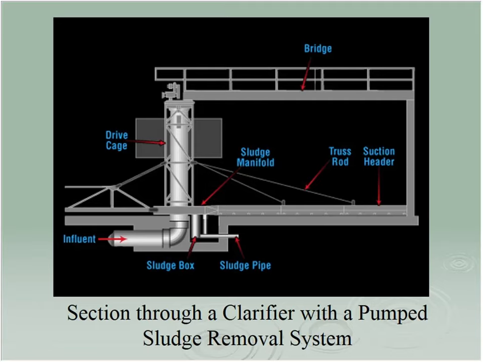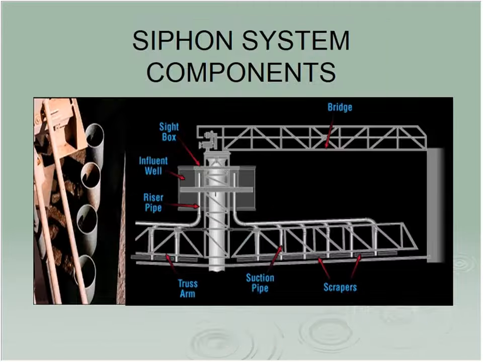Secondary clarifiers also differ somewhat in how we remove the sludge from this tank from what we would have had on our primary. The primaries, generally, the sludge is plowed down into the sump, as you'll see here, and then drawn away with a pump.